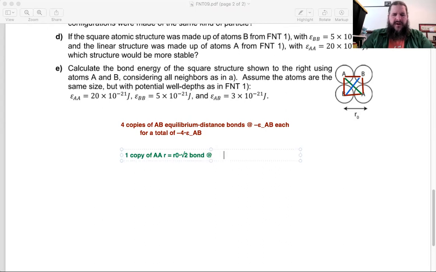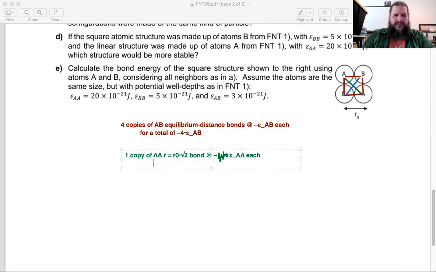So some negative fraction of epsilon, specifically epsilon AA. So we're going to have negative some fraction of epsilon AA each, but there's only one of them, so that is the value of that one bond. And again, you can get that fraction by looking it up on either the graph or plugging this distance into an equation.